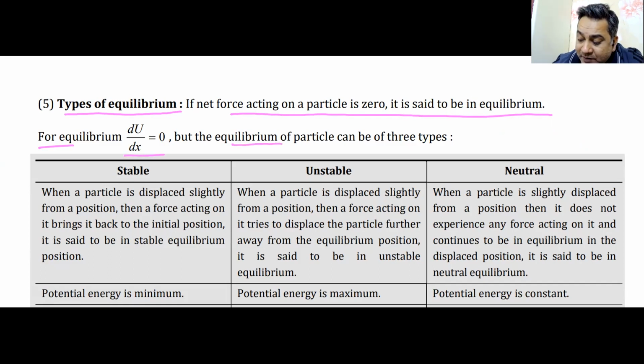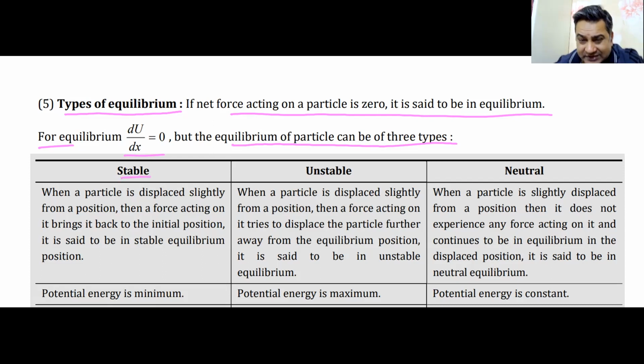But the equilibrium of a particle can be of three types. And you have to draw the entire table. So you can draw three columns like this, make some rows, and you'll have to write and understand at the same time. So what are the three types of equilibrium? I'll give you time to draw this table, the columns and rows, and it's a big table.